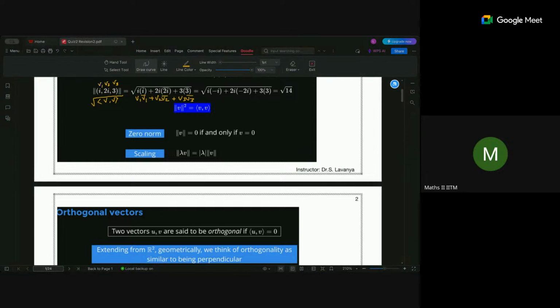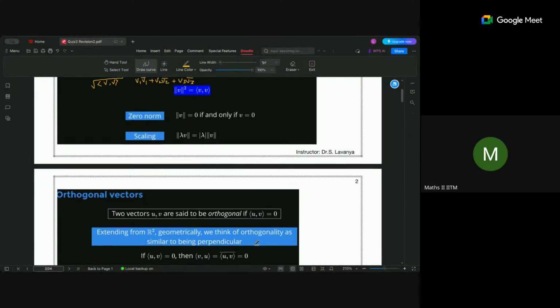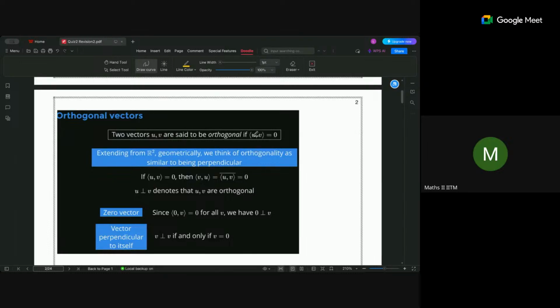All right. So now what are orthogonal vectors? When you take two vectors and take the inner product, if it is 0, then we call such vectors orthogonal. You remember in R2, any two perpendicular vectors are orthogonal. For example, 1, 0 and 0, 1 are orthogonal. Inner product u comma v or v comma u, both should be 0 because conjugate symmetry is there.